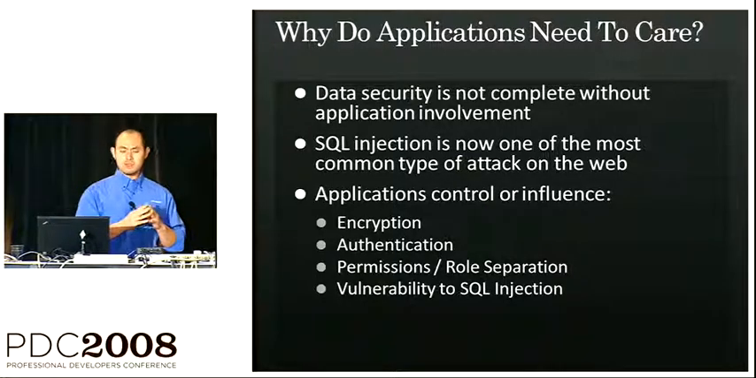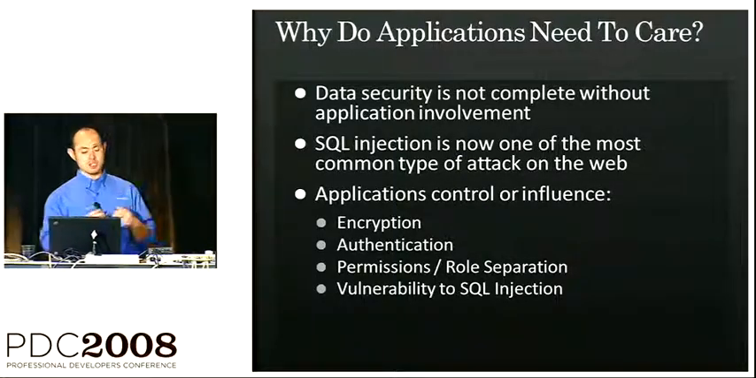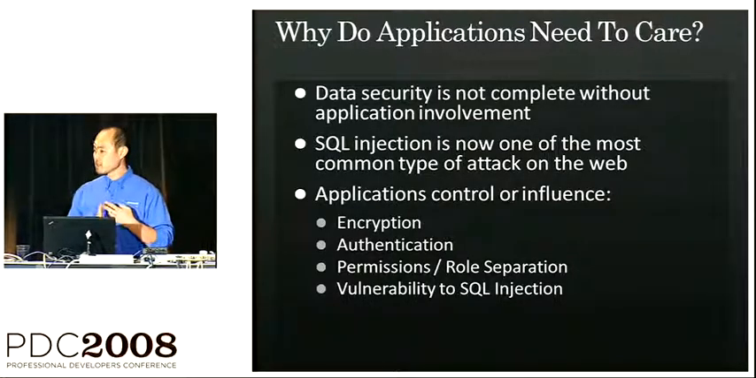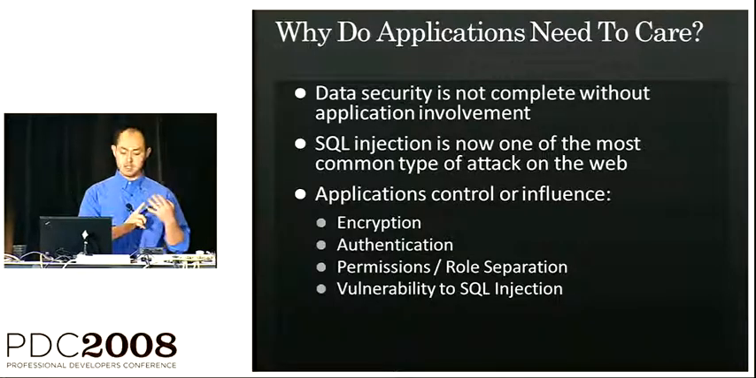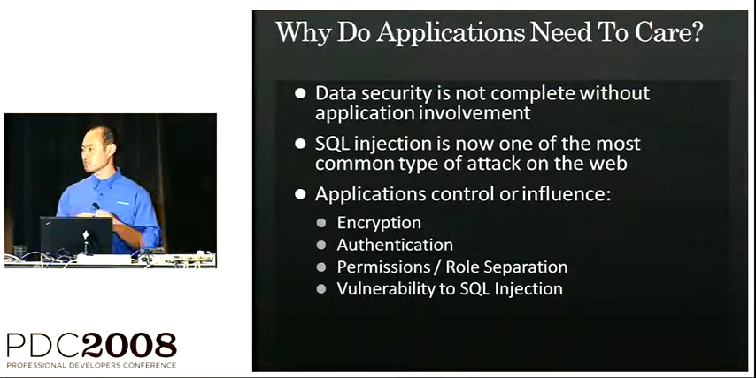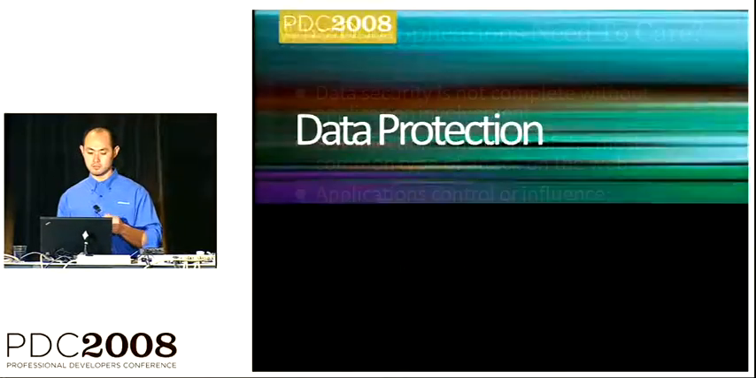And in addition to that, applications can control or influence the encryption directly, the authentication that's used to connect, the permissions, and also the vulnerability to SQL injections. So this is all done at the application level. Okay? There are some things that the server can do, but I'll talk a little bit more about them in turn.